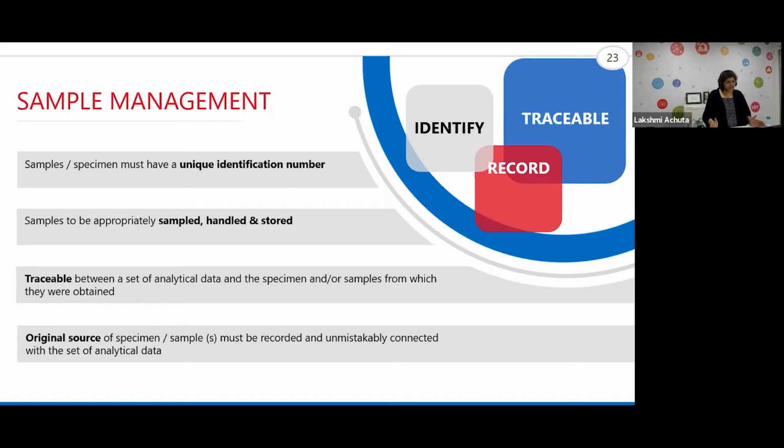The samples in the storage area have to be accountable. That means any sample being drawn from the sample vial has to be accounted for. It has to be traced to the activity conducted as to which experiment handled which sample. So there should be traceability between the data generated and the sample that has been received. Very importantly, the original source of the data should be recorded and connected with the analytical data.